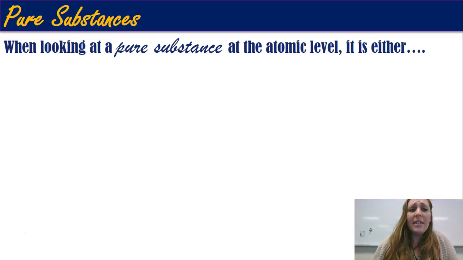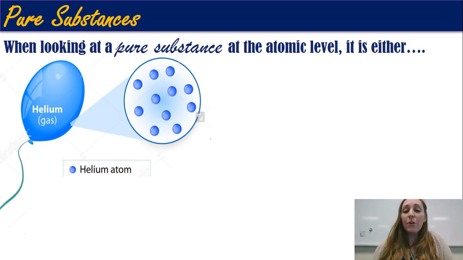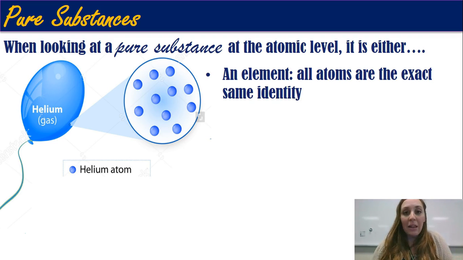So first thing we have is pure substances. If you're looking at a pure substance, then there are two options, and you're going to look at the atomic level for these. The first option is it could be an element. If you have an element, then all of the atoms in your sample are going to be the exact same identity. So for example, a helium balloon.